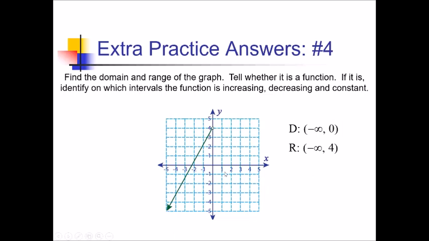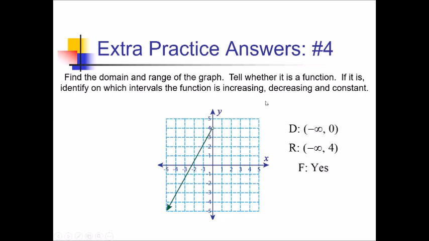As to whether this is a function, we see that if we try drawing a vertical line that touches twice on this graph, we're not going to be able to do it. It only touches once everywhere from left to right. So that means that this is a function. Every input gives you only one output.